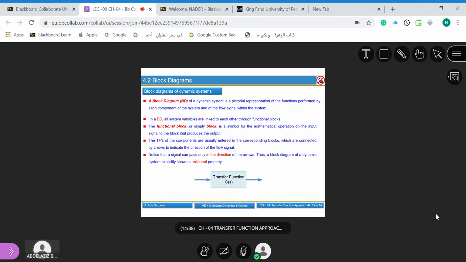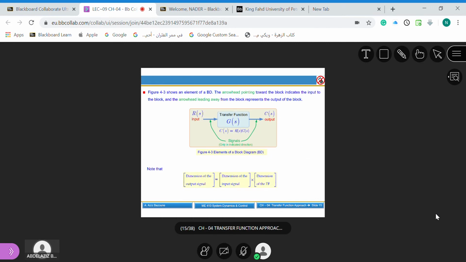We write this relationship in a block diagram. A block diagram relates the output to the input. For small block diagrams, we write them like this: a signal coming from the input going to the output. We relate the output C of s to the input R of s by this relation, or we can write C of s is equal to R of s times G of s.